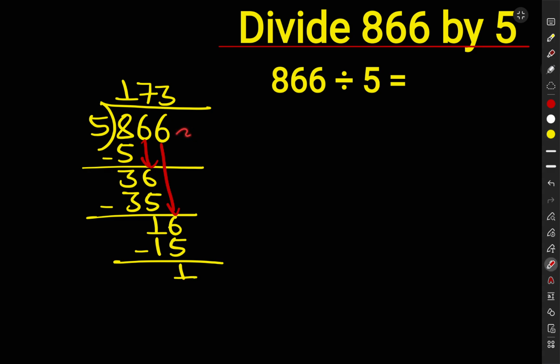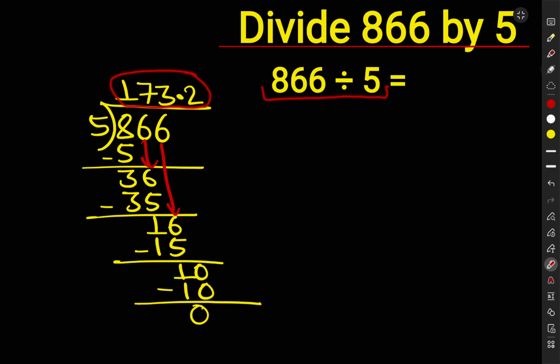So now there is no other number to put down. So we take here a decimal, so that we put 0. So it is 10 and 5 times 2 is 10. On subtracting we get 0. So 866 divided by 5 is 173 decimal 2.